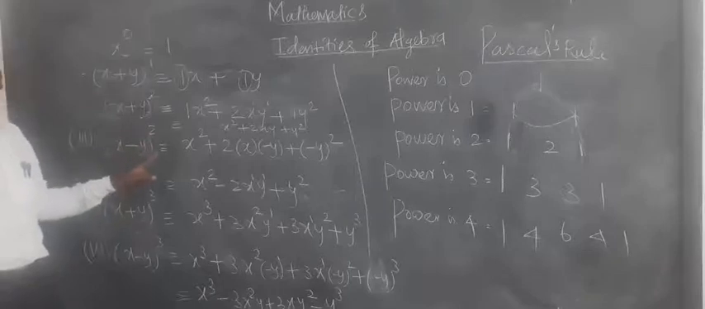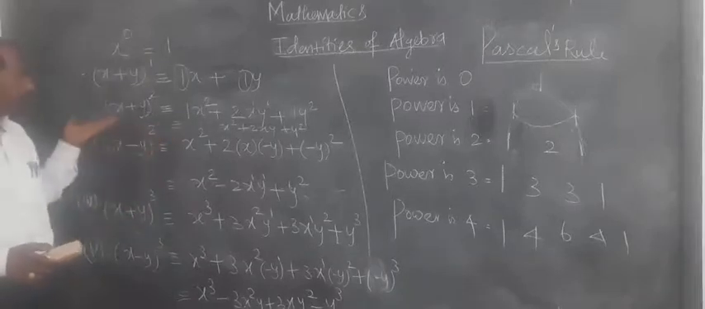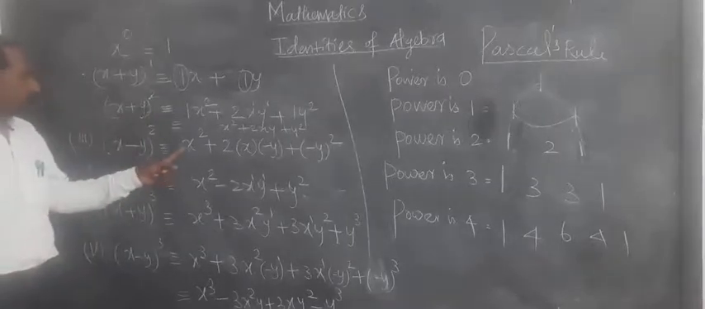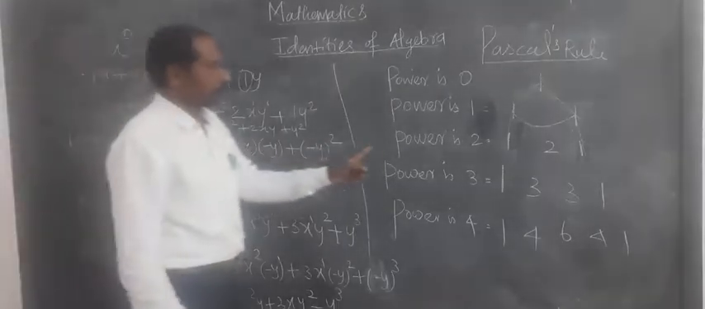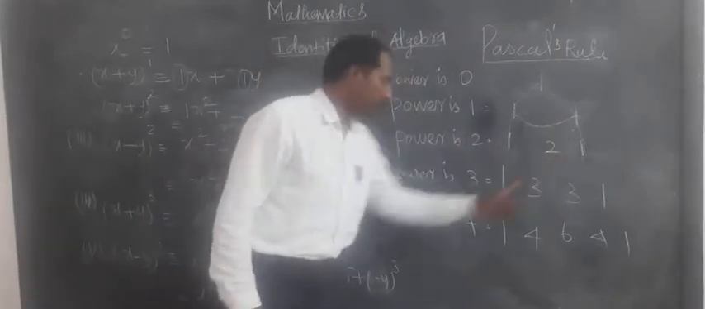How do you write this identity? Just try what I taught in the previous identity; follow the same way. So come to the Pascal rule. Here the power is 2. What are the coefficients? 1, 2, 1. This should be right.